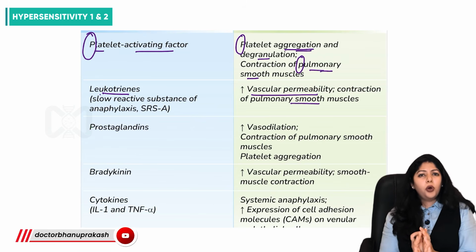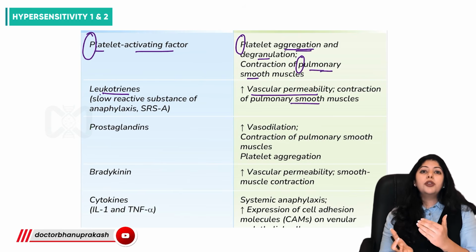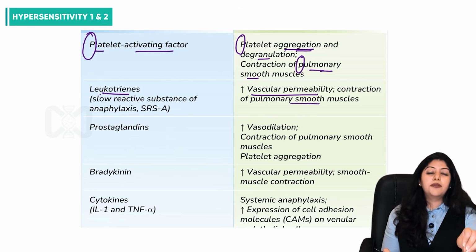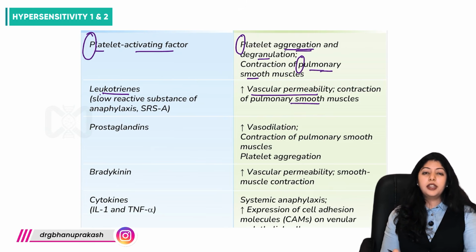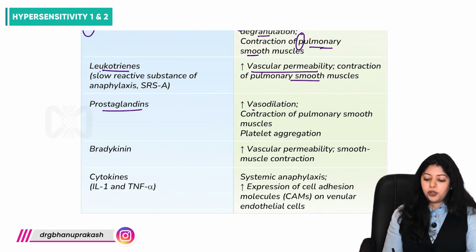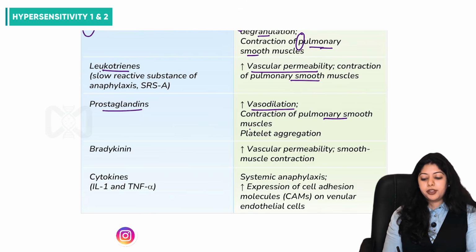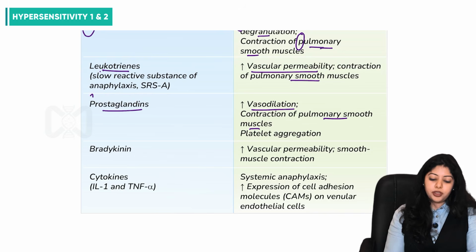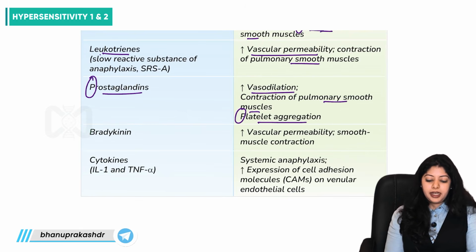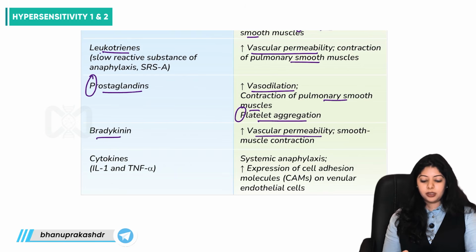So in all of these situations, the major mode of action is going to be vasodilation, so that there's going to be fluid at that particular site, increased blood flow, increased vascularity, as well as smooth muscle contraction, right? Major role is this. Then the prostaglandins, they are going to cause vasodilation and again pulmonary smooth muscle contraction. Along with that, prostaglandins are also going to lead to platelet aggregation. Bradykinins, they are causing increased vascular permeability as well as smooth muscle contraction.